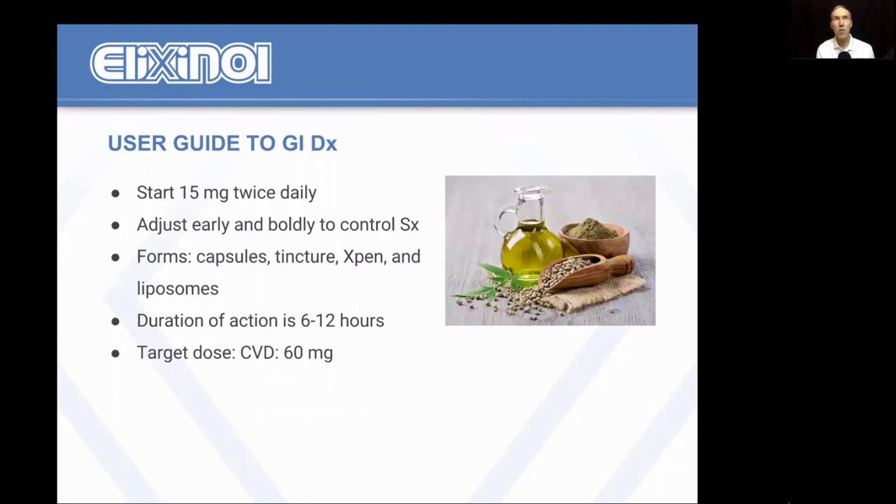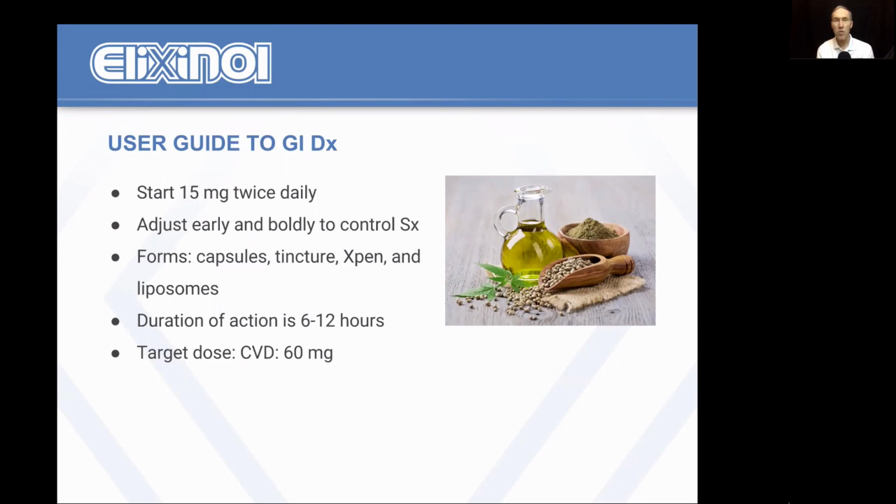If you're going to use cannabidiol for immune types of problems, start off with a standard dose, 15 milligrams twice daily with a tincture. Adjust it early and boldly to control the symptoms. Get those symptoms under control. You gain confidence with the patient, and the patient gains confidence in you. Whatever form is available, whatever form the patient would prefer, that's fine, use that. Typical duration is 6 to 12 hours.